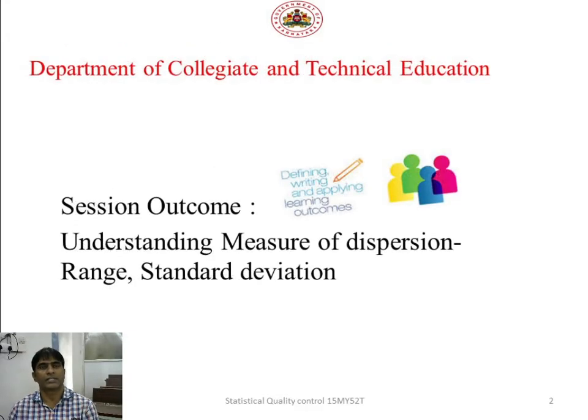So here, what are the session outcomes? Understanding the measure of dispersion. In measure of dispersion, we have range and standard deviation. At the end of the class, the student should be able to explain range and standard deviation, and should also be in a position to solve problems related to standard deviation. Okay, so let's begin the content of this section.